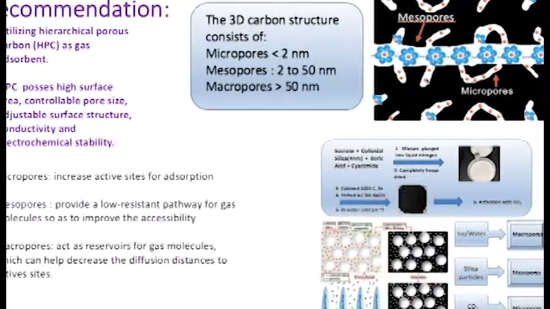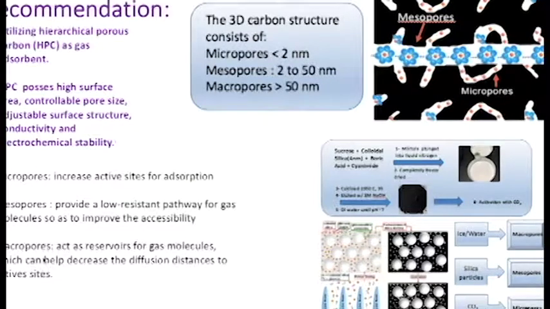The difference between this hierarchical porous carbon and activated carbon is the mesopores and the macropores. In activated carbon, there are only micropores. However, in hierarchical porous carbon, there are mesopores and there are also macropores, which can help direct gas molecules to reach the active sites, and this will increase the adsorption process efficiency.